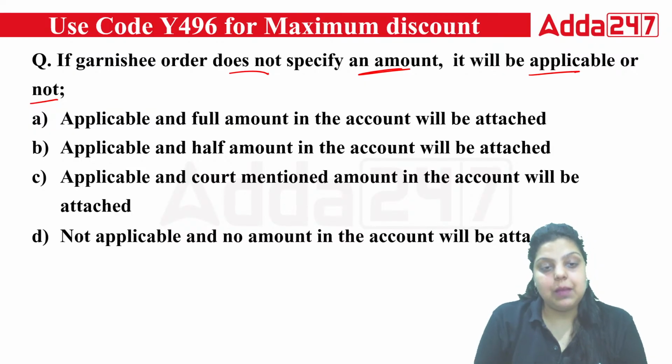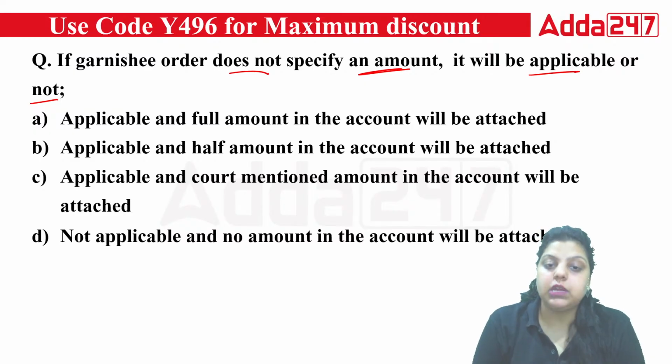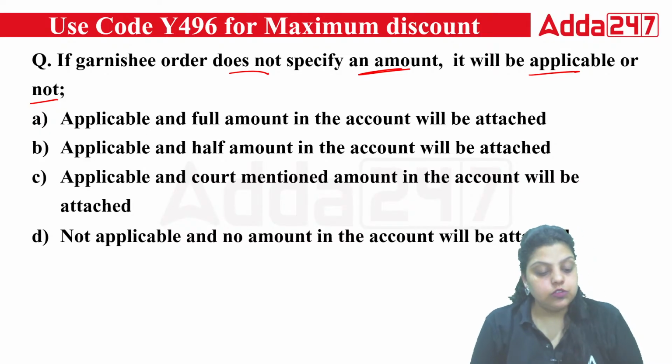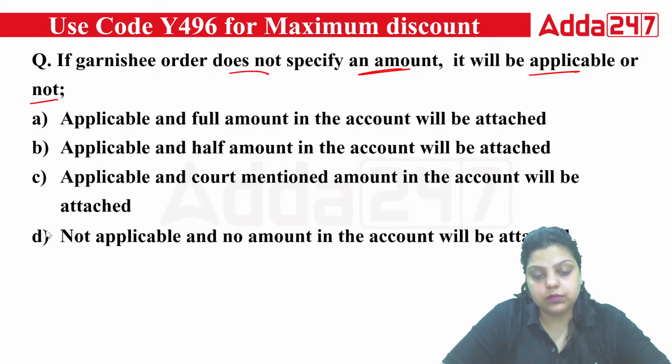First is saying applicable and full amount in the account will be attached. Second is saying applicable and half amount in the account will be attached. Third is saying applicable and the amount mentioned in the court order will be attached. Fourth is saying not applicable and no amount in the account will be attached. So what do you think? Which of the following will be correct in case of a garnishee order? The garnishee order has been received but there is no amount attached to it.